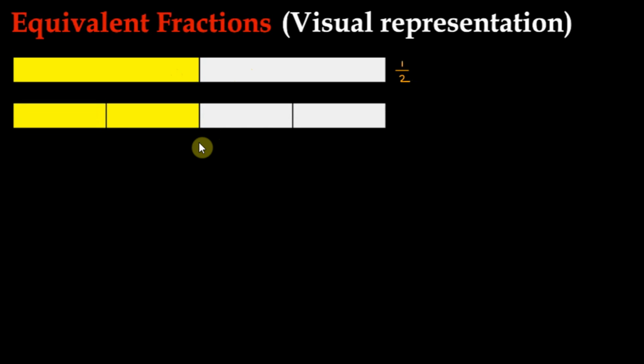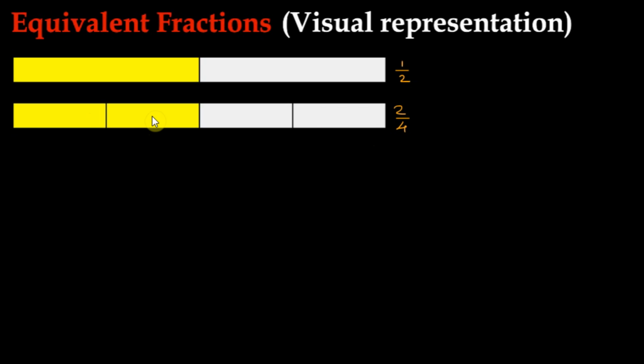Now let's divide both the parts further into halves. So the fraction strip will look something like this. Now we have 2 out of 4 equal parts shaded. Hence, we will write the fraction as 2/4 to represent the shaded parts.